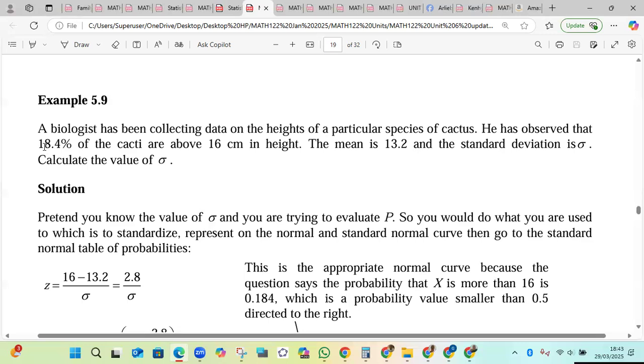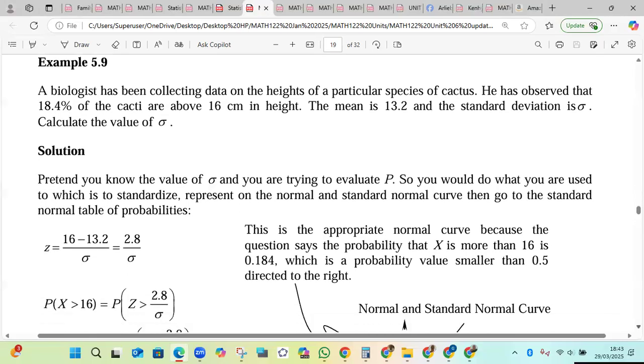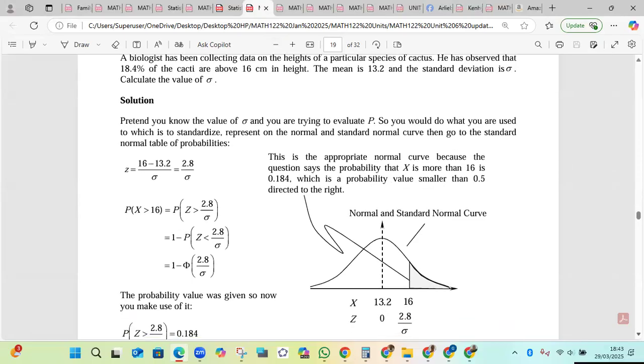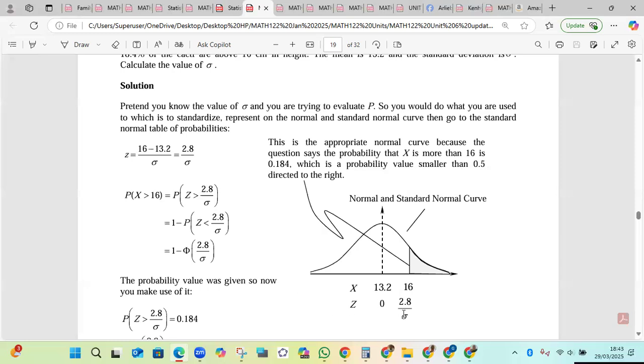And here's the value of that tail, 0.184. So clearly 1 minus 0.184 will allow us to go into the table to get the Z, so we can calculate sigma. So as you can see, how it is laid out. By now we are familiar with this working out. Right, so as you can see, it's a right tail. 16 and 13.2. And when you standardize, 0 in the middle, and you have a positive 2.8. Now you must subtract 0.184 from 1 to get the Z.